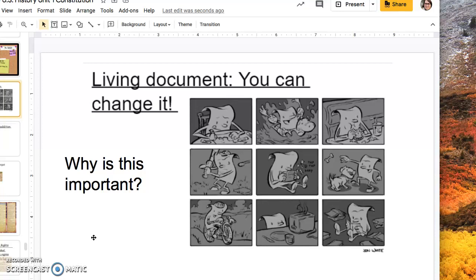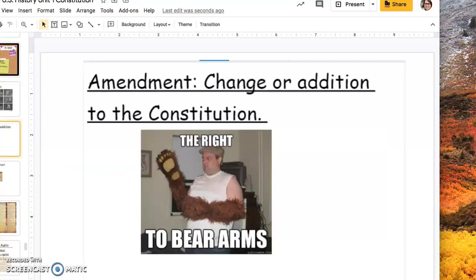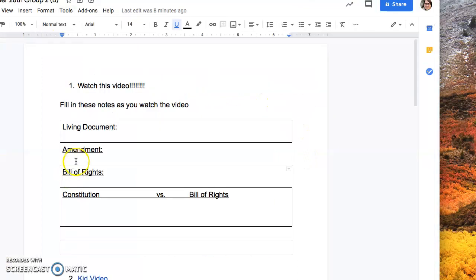This is important because although the Founding Fathers had a great foundation for our government, things change, viewpoints change, and technology changes, and we need to make sure that our document can keep up with the times. However, you don't want it to be able to change willy-nilly, so it is an extremely hard process to add an amendment or take an amendment away. It's very hard to do, but if we need to do it, we can do it. When we make these changes, it is called an amendment. So a change or addition to the Constitution is called an amendment.